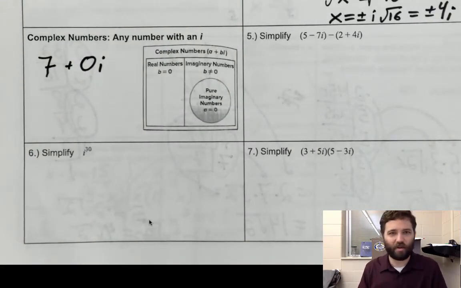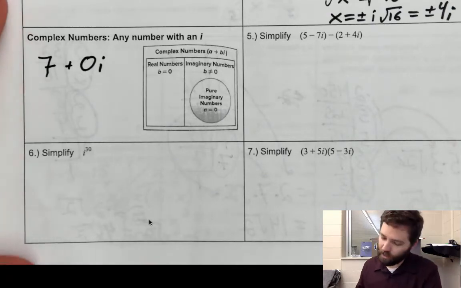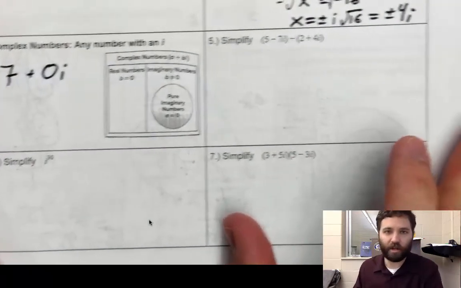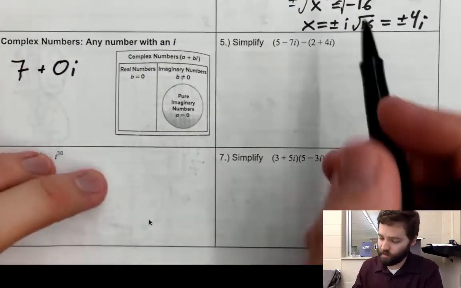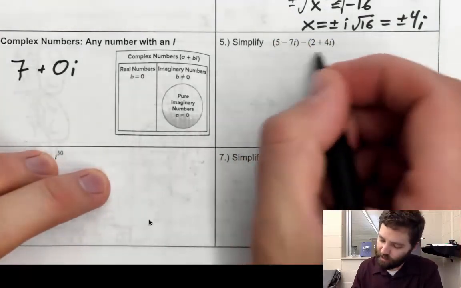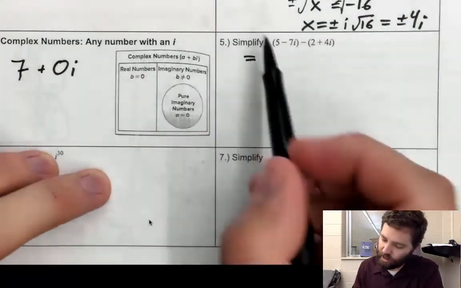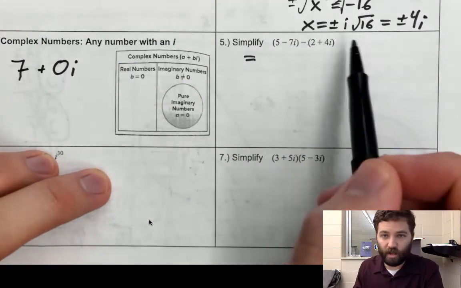We just don't ever write the 0i. Okay? All right. So again, I don't want to get too hung up on that, but we are going to do some operations with complex numbers here. So if I want to simplify this expression, then what I'm going to do first is distribute the negative through.